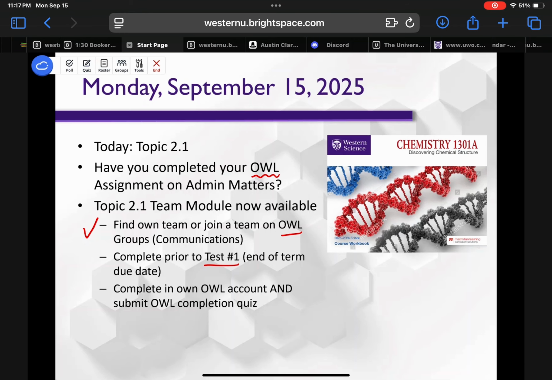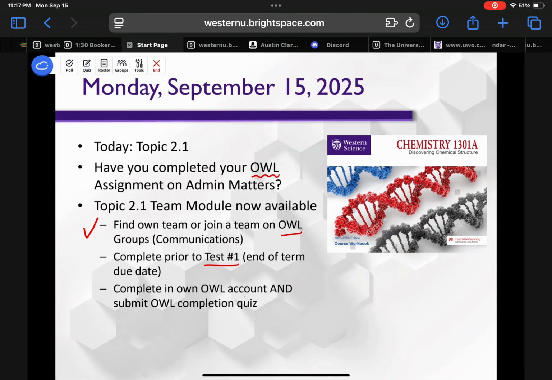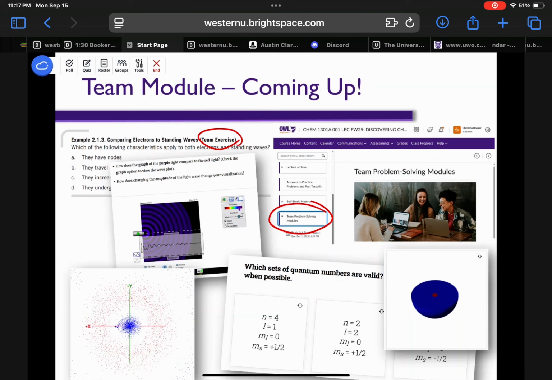So for these team modules, make sure that you complete them in your own OWL account. So navigate through them. And there's also a little completion quiz, it's short and sweet, but that's how we track your completion grade as well. Any questions about the modules? Okay, so we'll be releasing those throughout the term, and we hope you really enjoy them.